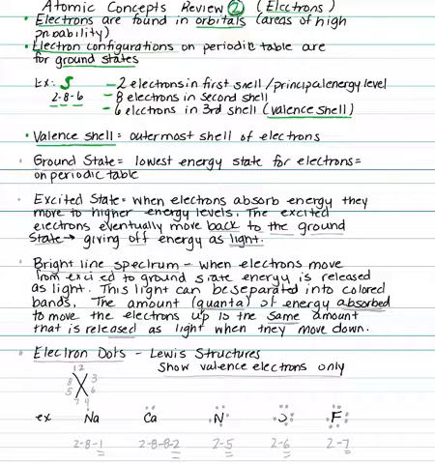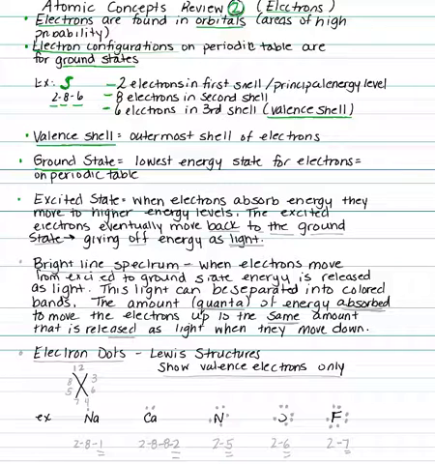When we talk about the ground state, we are talking about the lowest possible state in terms of energy for the electrons. This electron configuration for the ground state is found on the periodic table.